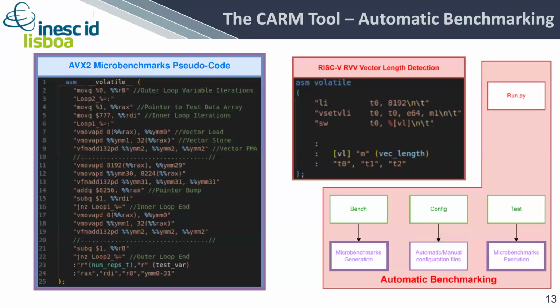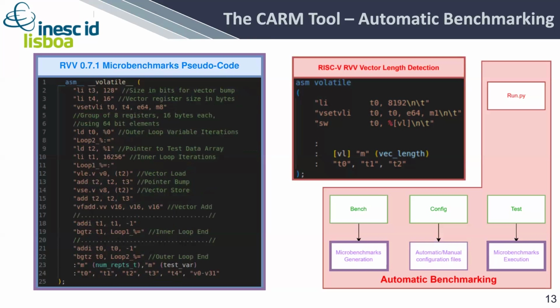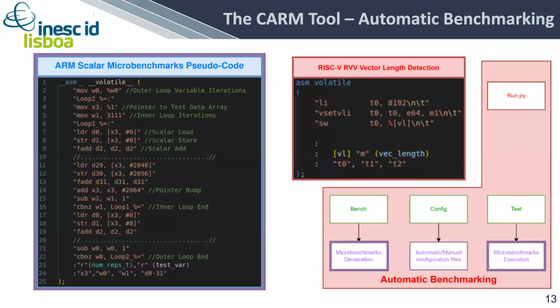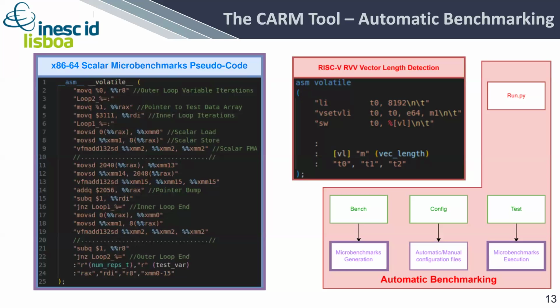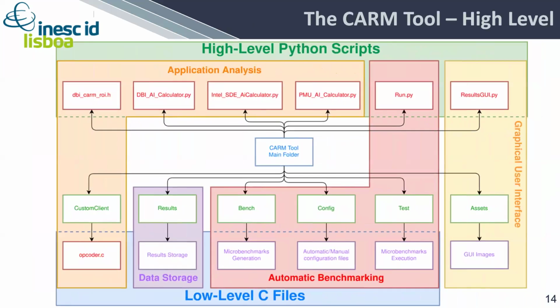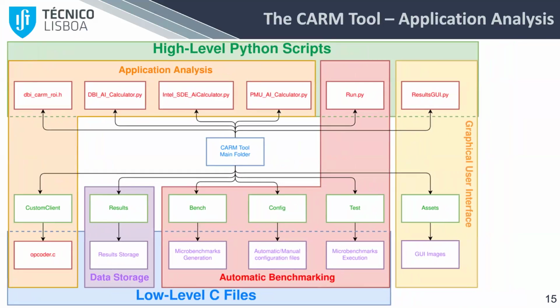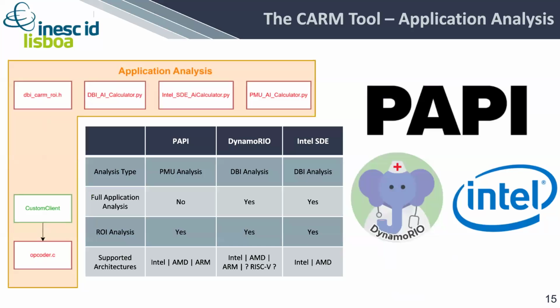As you can see in this GIF, some examples of those various microbenchmarks for different ISA extensions. And these are automatically generated and executed thanks to these two modules, bench and test, which I'll talk more about later. So finally, I will also give you an overview of how the application analysis is implemented. So this was done via the integration with other performance tools, such as PAPI, DynamoRIO, and Intel SDE.